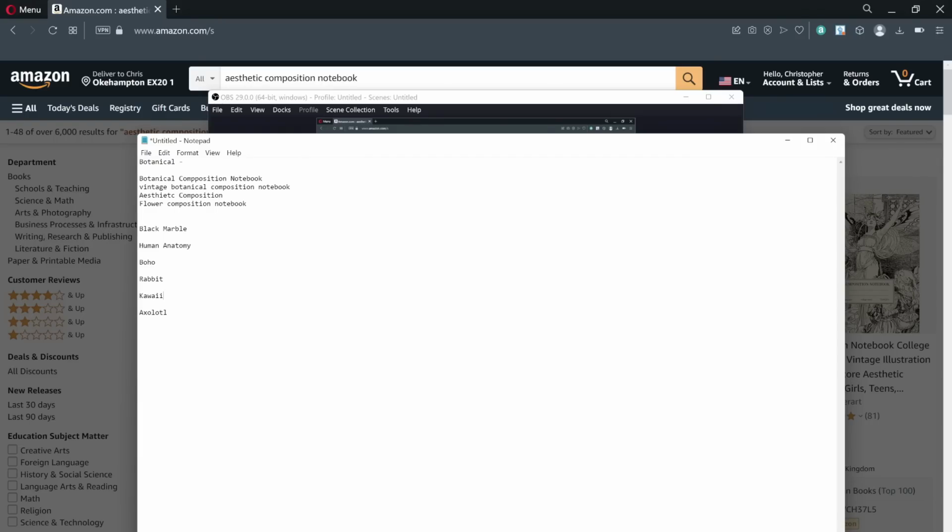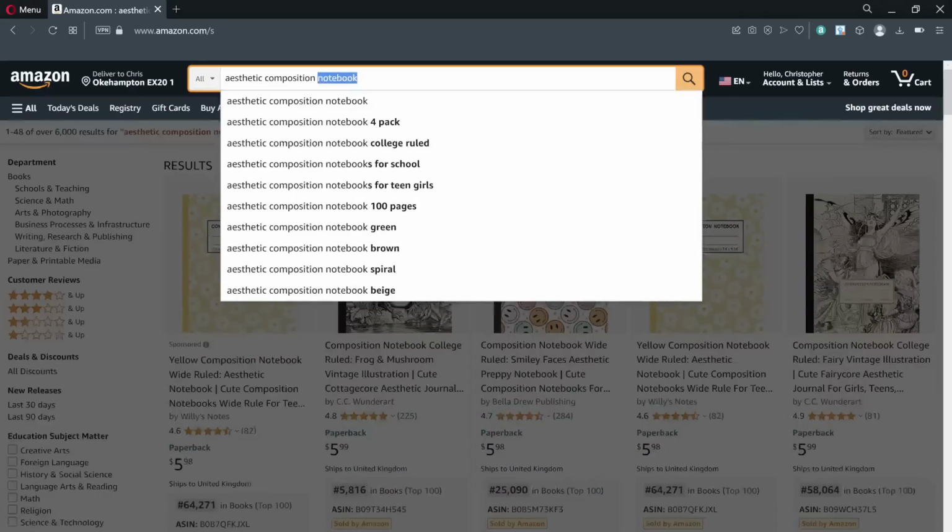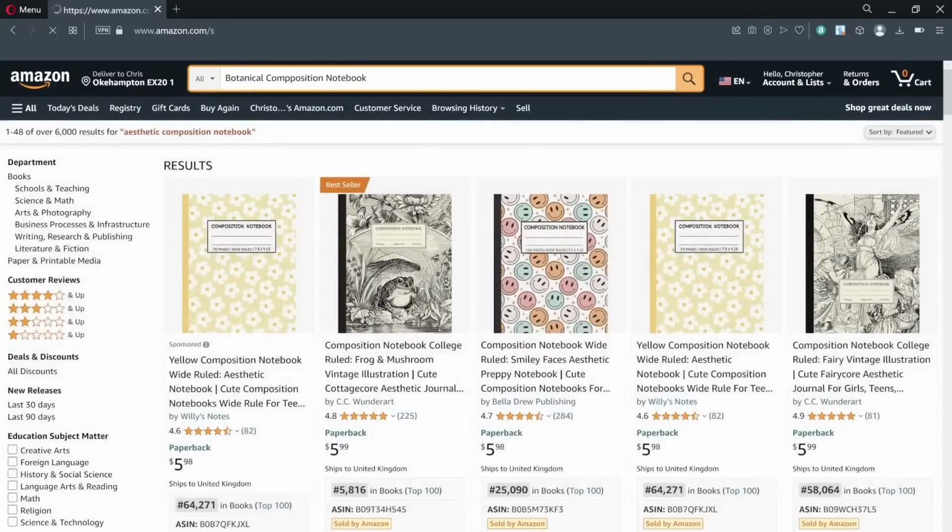So what we're going to do here is come over again to Amazon and start searching for the individual terms that we've got listed. Okay, so I've only got 4 here that I'm going to use, but you might have 10, you might have 2. It doesn't matter, you still need to do the research for it. Okay, so let's go with the botanical composition notebook and just start searching for that on Amazon now.